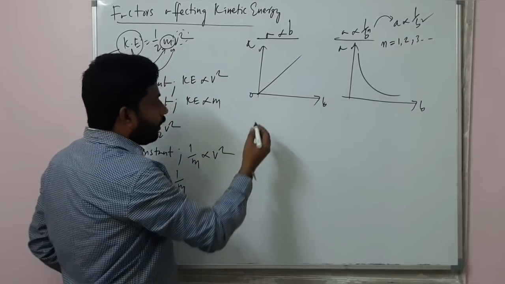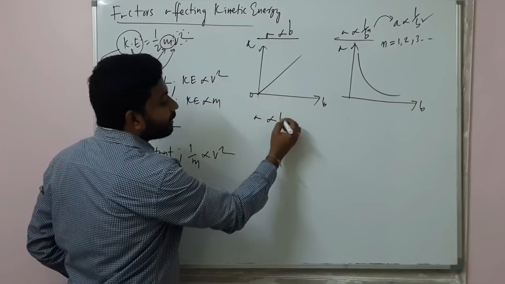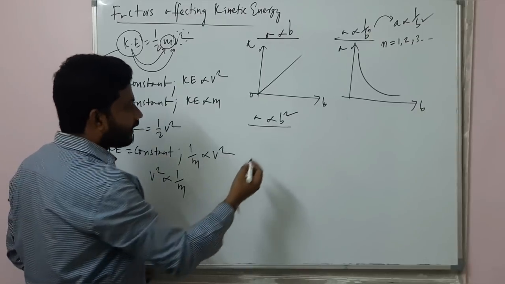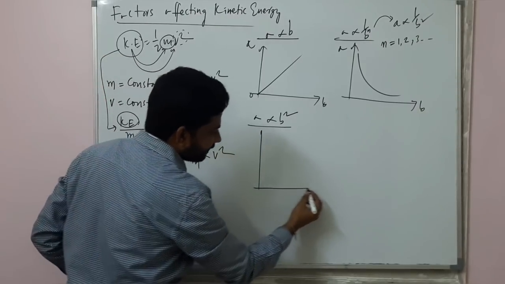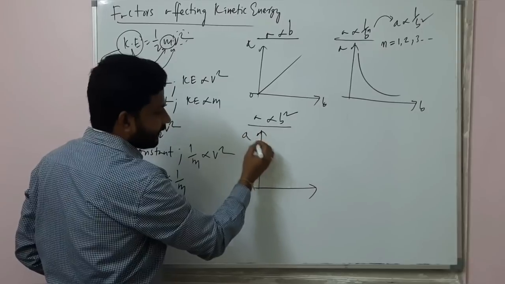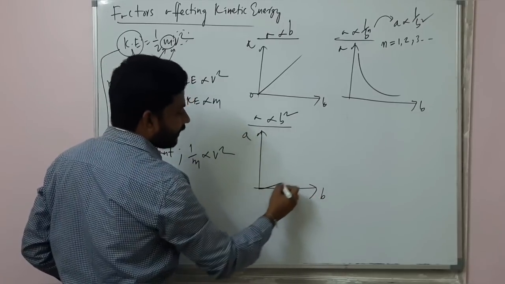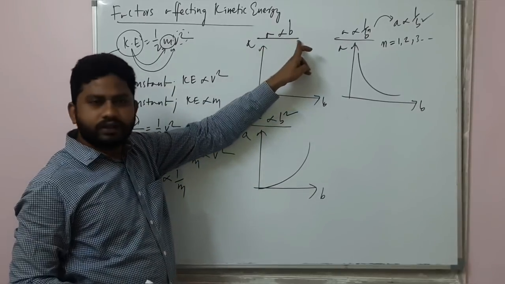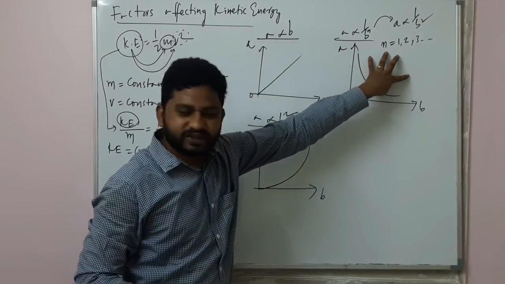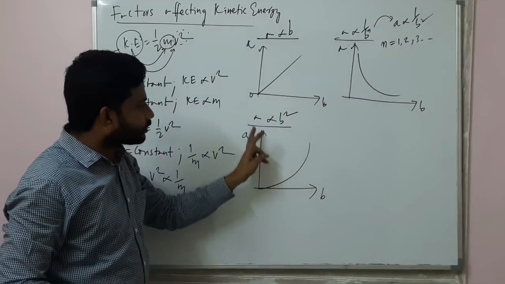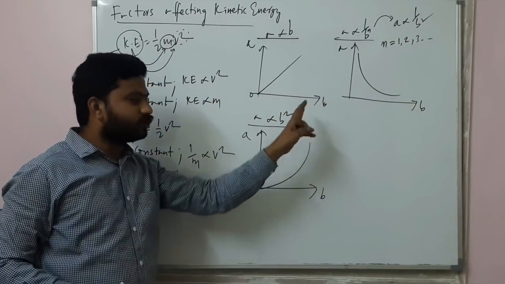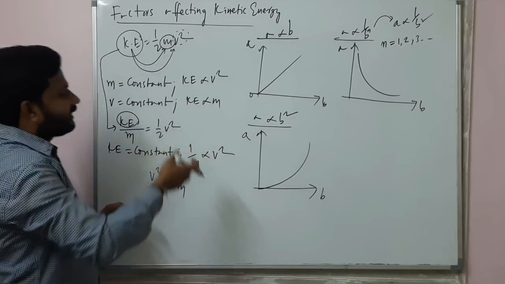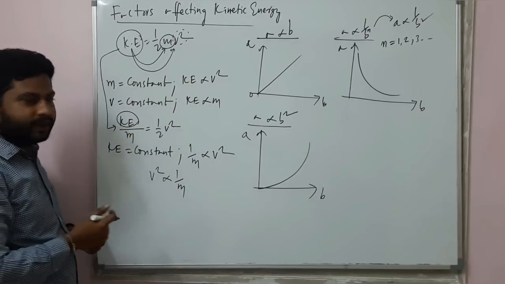Now, if I write A is directly proportional to B square, the graph will look like this. This is A and this is B. The graph will look like this. Remember the graphs: directly proportional, inversely proportional, and directly proportional to B square. So the graph will look like this. Okay?